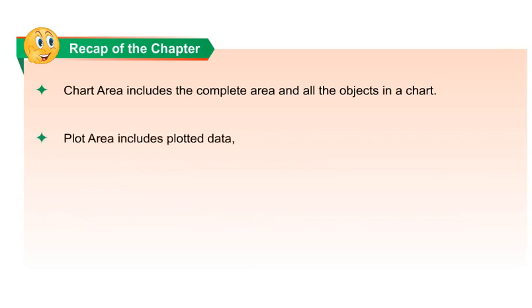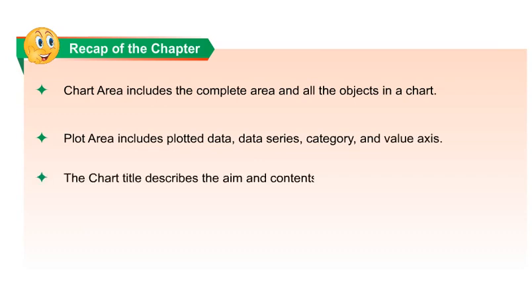Chart area includes the complete area and all the objects in a chart. Plot area includes plotted area, data series, category and value axis. The chart title describes the aim and contents of the chart.